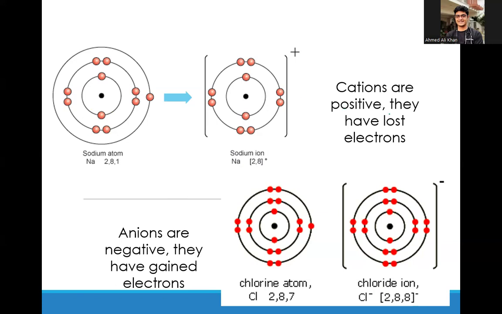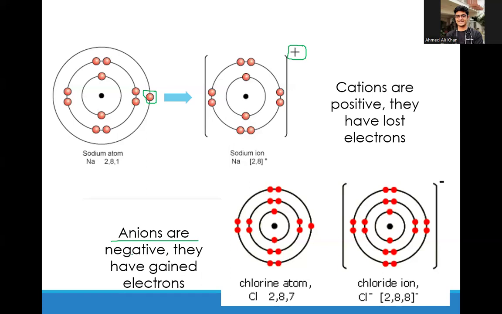Cations. What are cations? Cations are positively charged ions. Okay, Azlan, do metal atoms form cations or non-metals? Metals. Yes, metals, because they lose electrons, right? They have fewer electrons in the outermost orbitals. In order to get stable, they will lose that electron and form a positive ion.